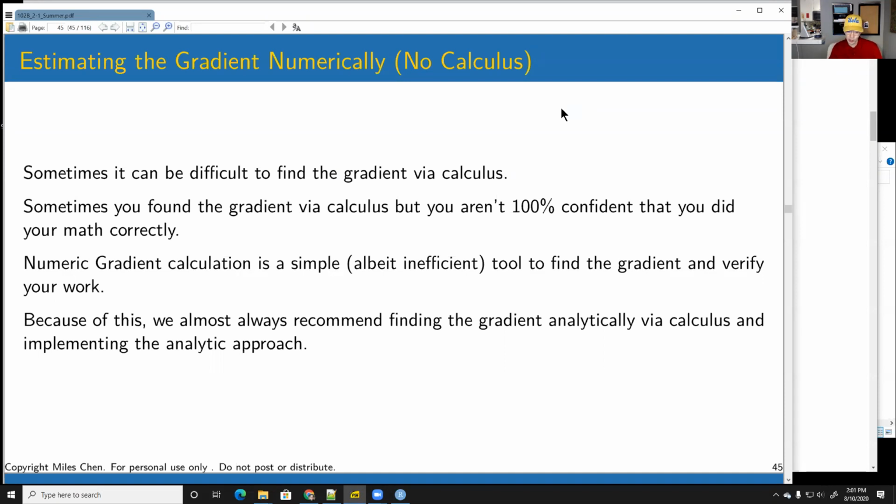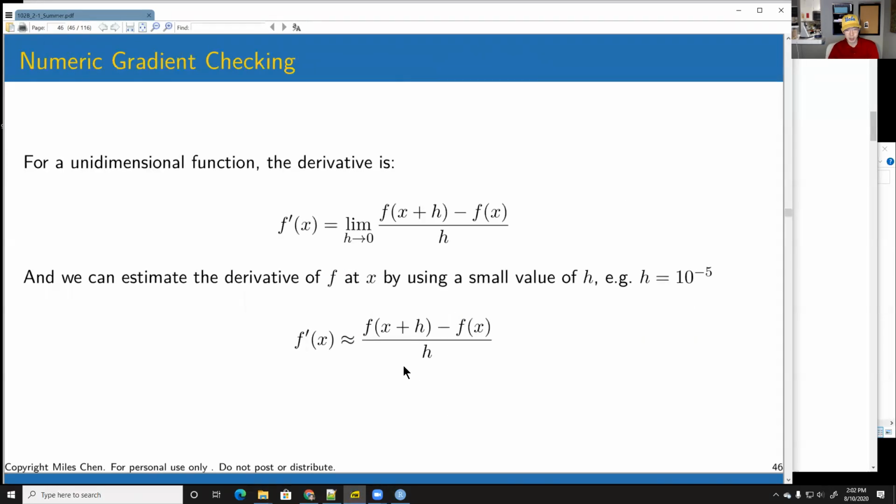To verify, you can do a numeric gradient check. You can find the gradient numerically and see if you get the same number as the way you did with your analytic tool. The numeric gradient calculation is simple, but it's inefficient and slow. So we recommend finding the gradient analytically via calculus and implementing the analytic approach if possible. But this is how it works.